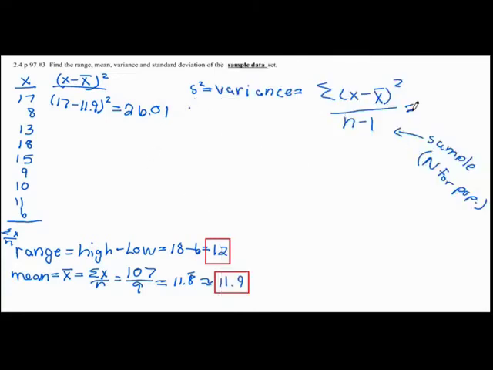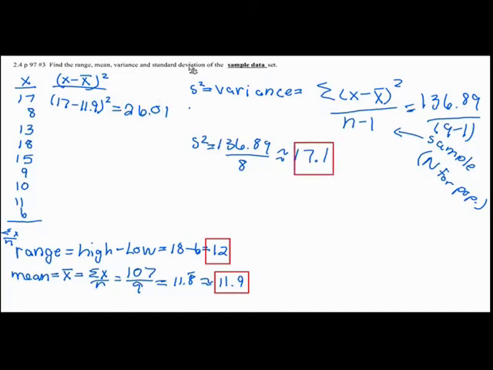So we get 136.89. And then n is 9. We're going to do 9 minus 1. And so the variance, or s squared, is going to be 136.89 divided by 8. And we're going to get that to be about 17.1. Make sure you pay attention to what they want you rounded off at. And so that's the variance, 17.1.